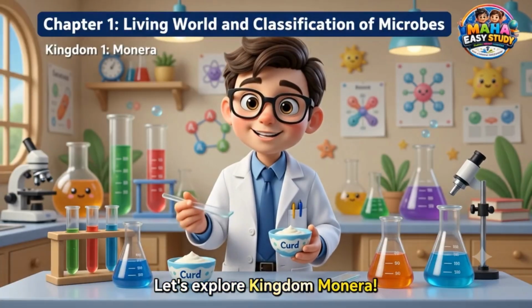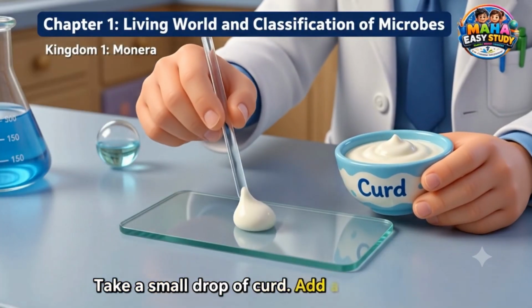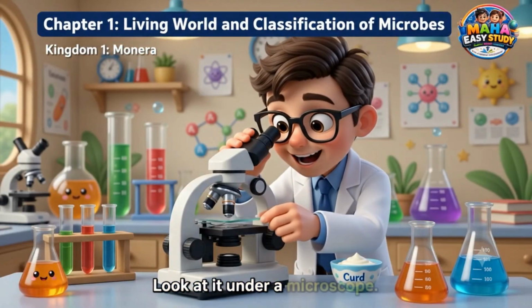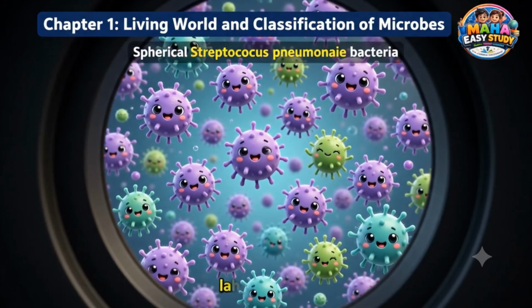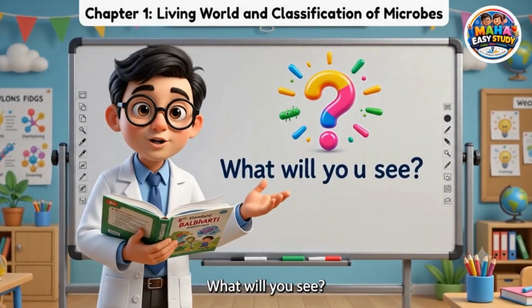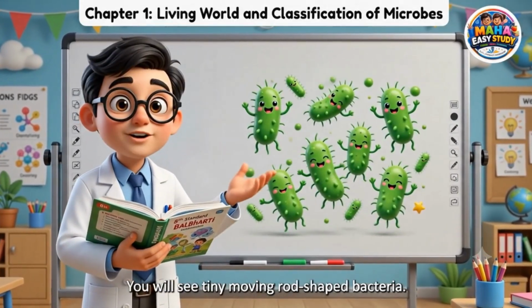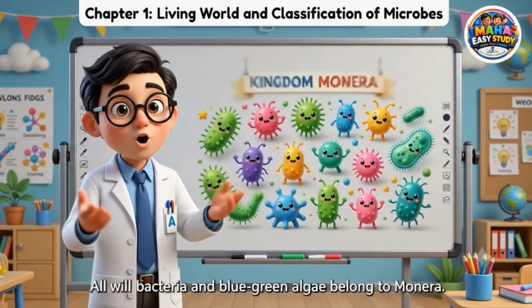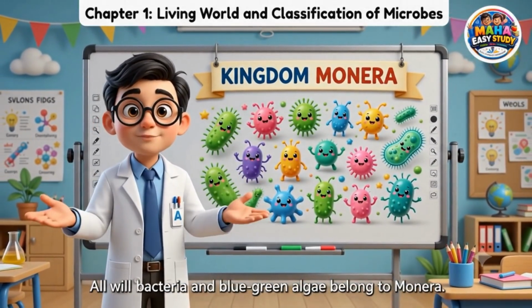Let's explore Kingdom Monera. Take a small drop of curd. Add a little water. Now, look at it under a microscope. Wow! Question: what will you see? You will see tiny moving rod-shaped bacteria. These are called lactobacillus bacteria. All bacteria and blue-green algae belong to kingdom Monera.